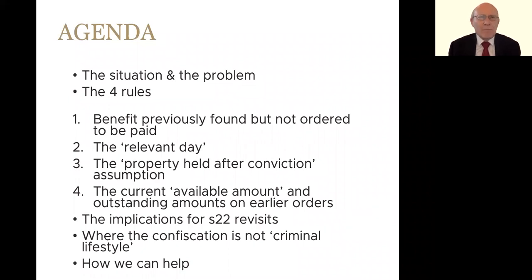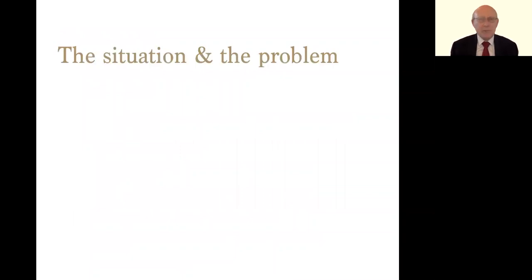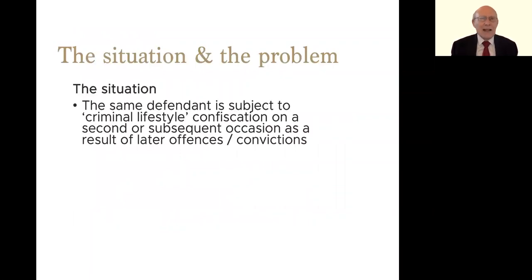Okay, let's get going. So the situation and the problem. The situation is that this same defendant is now subject to a criminal lifestyle confiscation proceedings, and this is the second or third or fourth or fifth occasion on which he has been subject to criminal lifestyle confiscation. So what we're talking about is somebody who's had a bit of a career in crime and has been convicted and through the courts and through the Crown Court on more than one occasion.